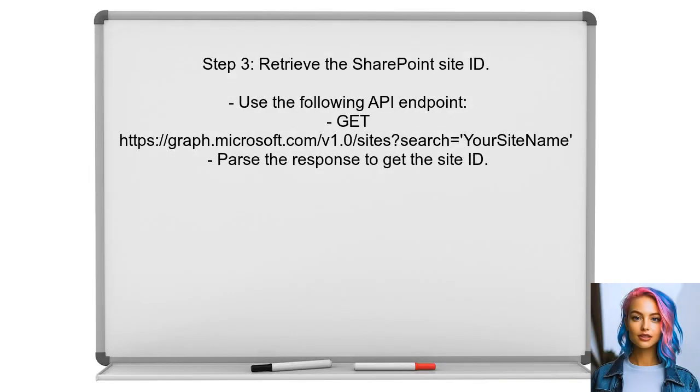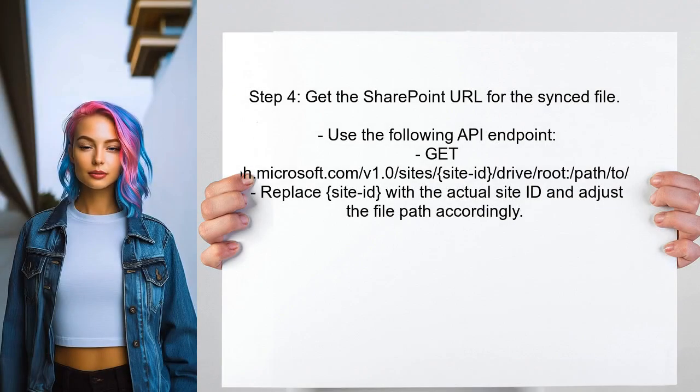After authentication, the user can retrieve the SharePoint site ID. This is necessary to access files stored in SharePoint. The user can do this by making a request to the Graph API. Now the user can obtain the SharePoint URL for the locally synced file.